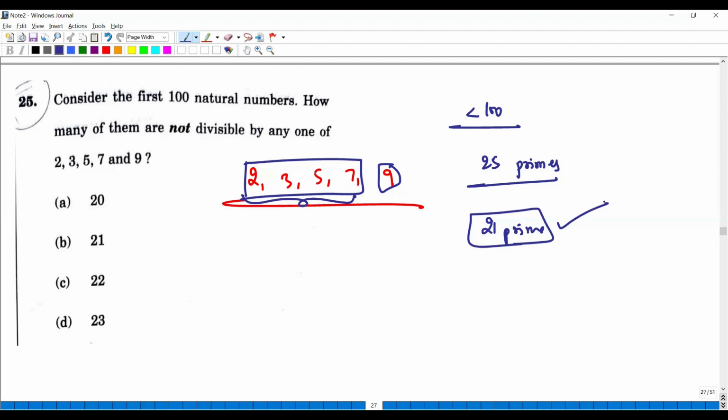Here you need to know that from 1 to 100 you have 25 primes. And you don't need to take the first 4 primes because it is already given: 2, 3, 5, 7. It must not be divisible by 2, 3, 5, 7, so you can't take 2, 3, 5, 7 because they are divisible by themselves. So the remaining 21 primes. But in the exam, don't count all the prime numbers. You must be handy with the information that you have 25 primes in 100.